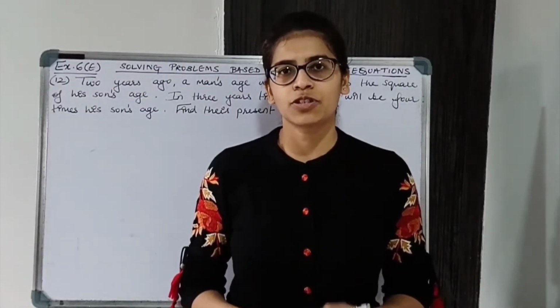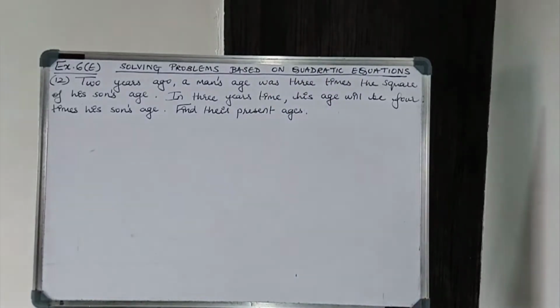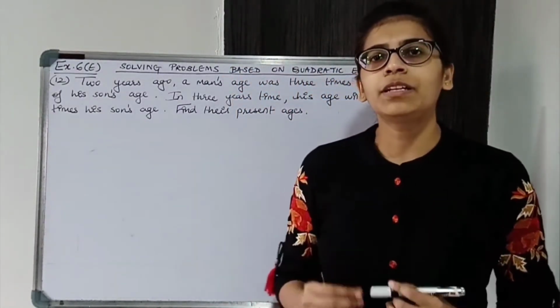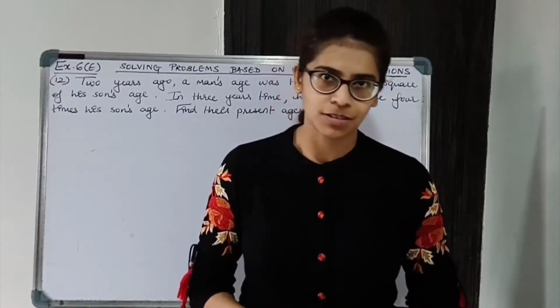Coming to next question, question number 12. 2 years ago, a man's age was 3 times the square of his son's age. In 3 years' time, his age will be 4 times his son's age. Find their present ages. Now, there are two people. There is a man and his son, and we are talking about their ages.